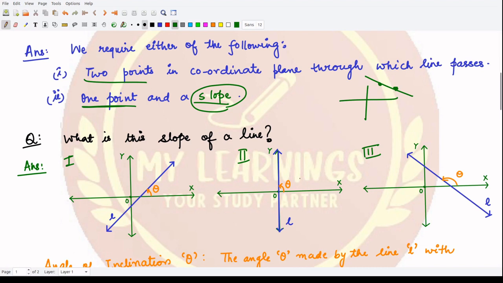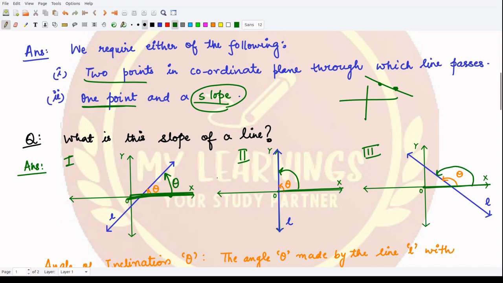In all 3 cases, taking the positive x-axis as the reference axis, we can calculate the angle made by the line with the positive x-axis in the anti-clockwise direction. What is this angle theta? For each line, what is this complete angle theta? We start from the reference line, the positive x-axis, and move in the anti-clockwise direction to measure this angle. For each different line we have a different angle.